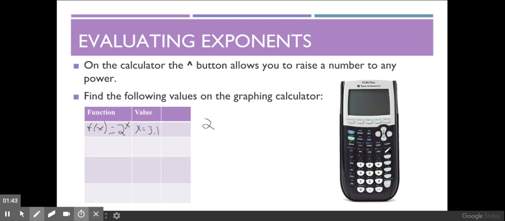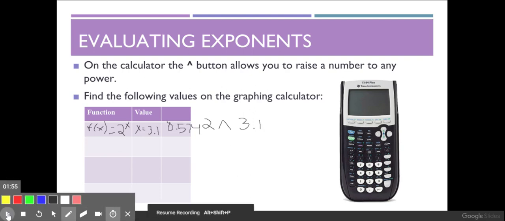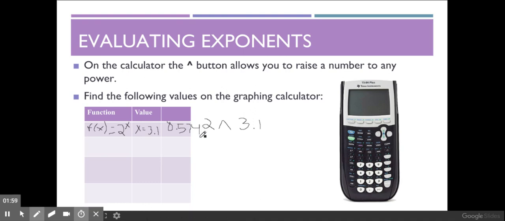Next we have to press the up arrow key, which is right below clear, and then you would press 3.1, and then you would press the enter button to get your final answer. When you plug that into your calculator, you get 8.574. It's good to round to about 3 decimal places.